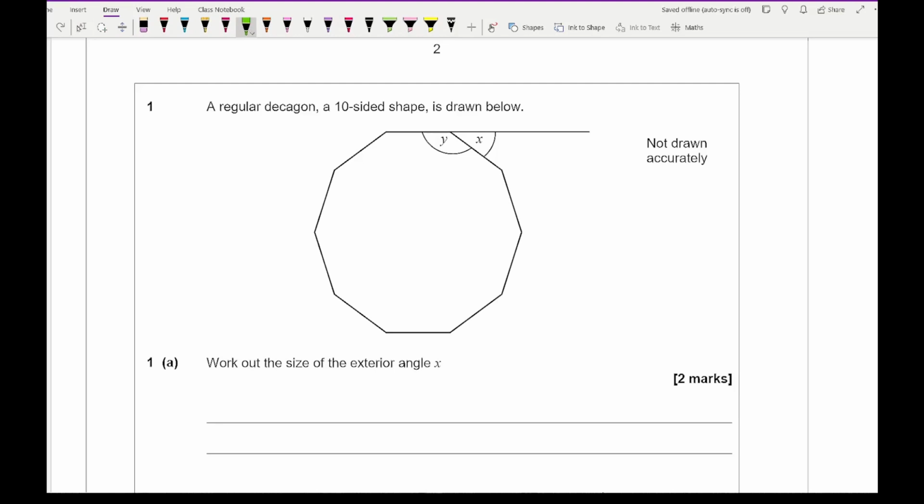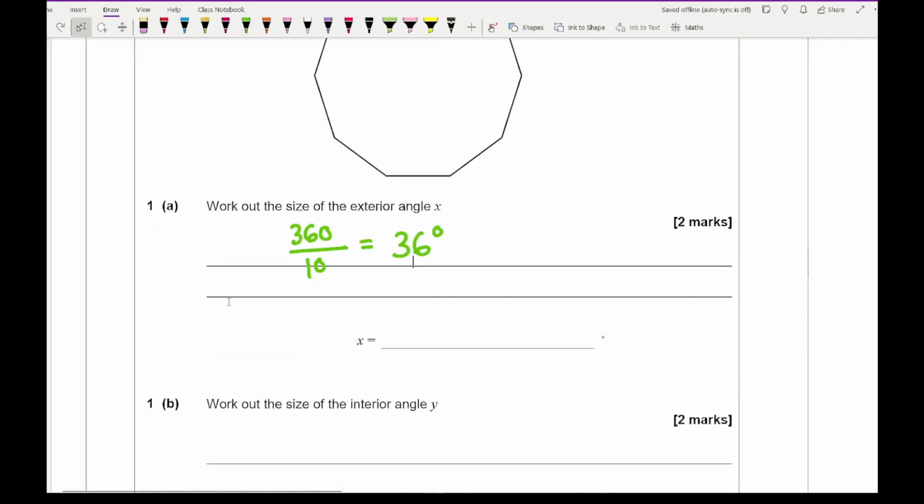Looking at this, we know that all exterior angles add up to 360. So if I divide that by the number of sides, which is 10, that gives me an answer of 36 degrees. So the exterior angle is 36 degrees.